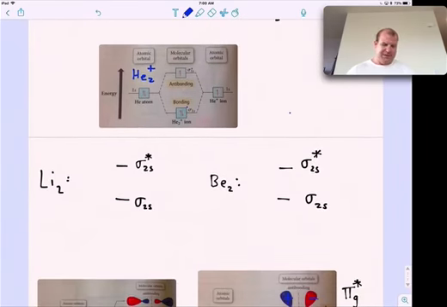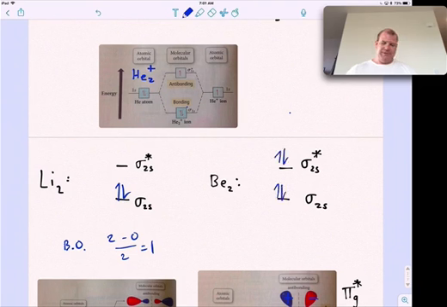Okay, what about lithium, dilithium? If you're a Star Trek fan, guess what? Dilithium does in fact exist. The bond order of dilithium is 2 bonding, 0 anti-bonding, over 2. The bond order is 1. What about diberyllium?